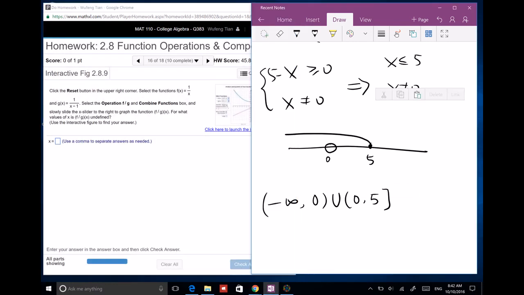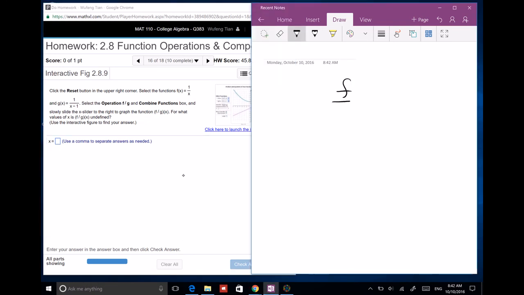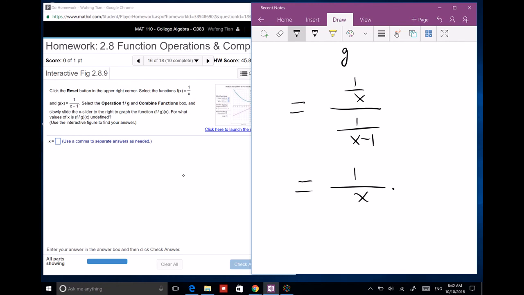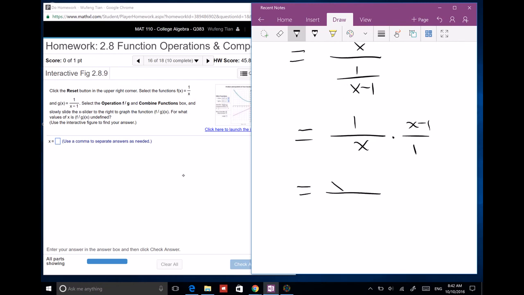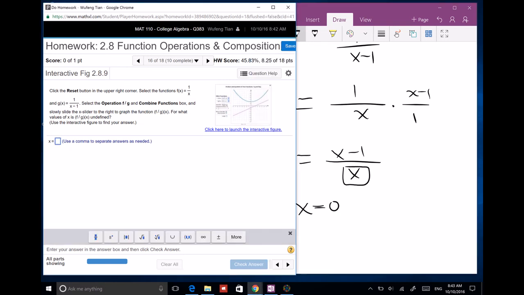So negative 1. Next one, 16 is f over g. F over g is 1 over x, over 1 over x minus 1. Keep, change, flip. So it's x minus 1 over 1. The answer is x minus 1 over x. Now, at what value is x undefined? So x equals 0. The denominator is 0, so it's undefined. So x equals 0.